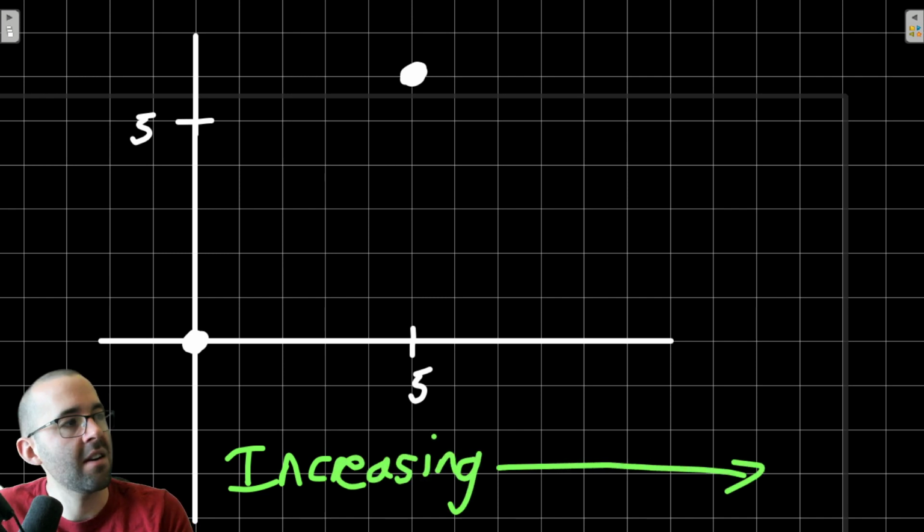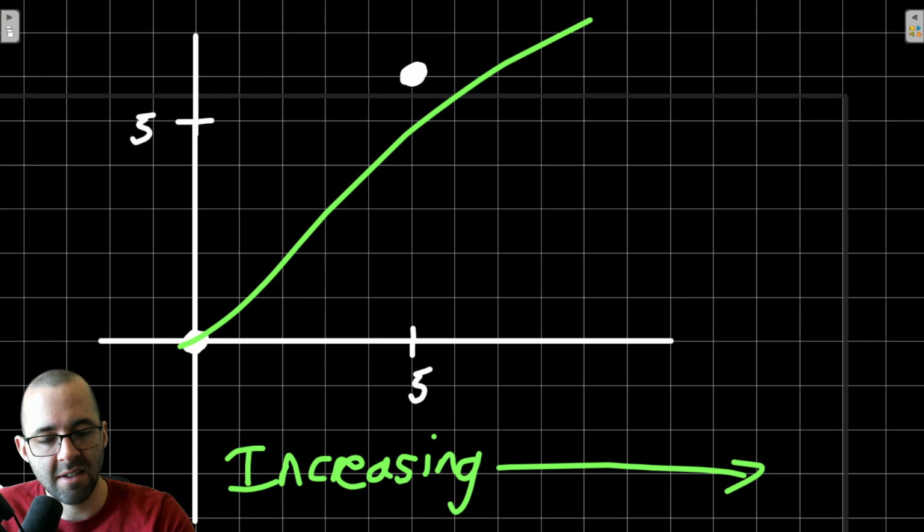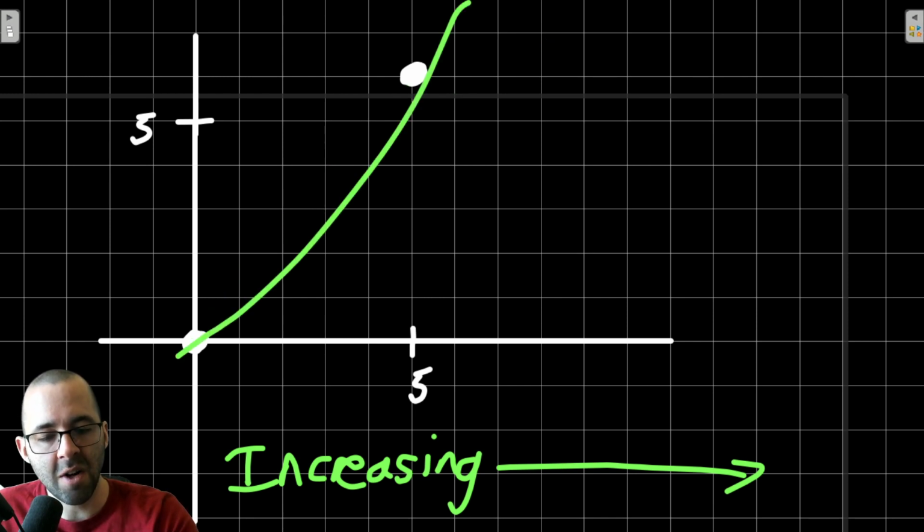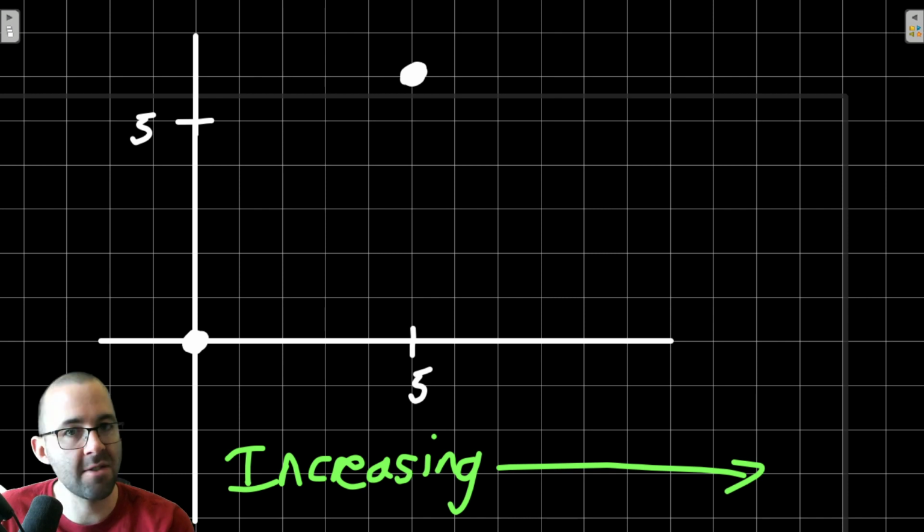Increasing everywhere. So again, we don't know much about the second derivative. So maybe it's going to go up like this, or maybe it's going to go up like this, or up like this. All we know is that it's going to be increasing everywhere. It's only going up.